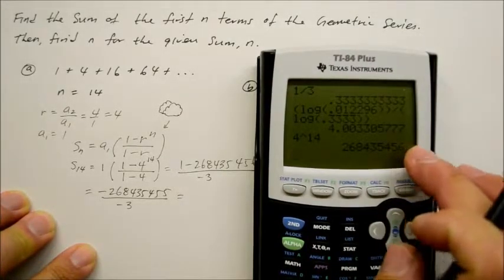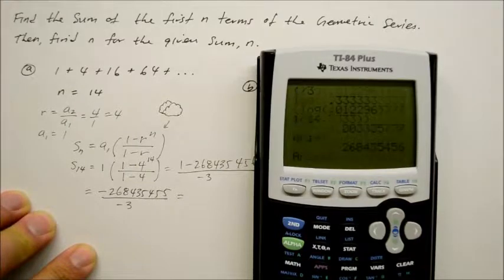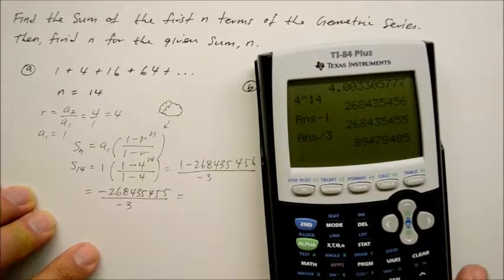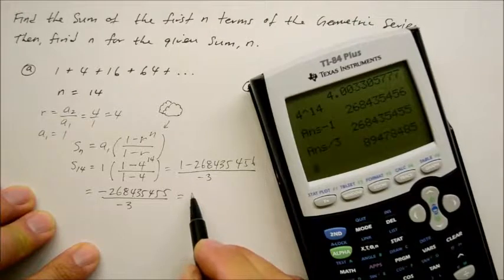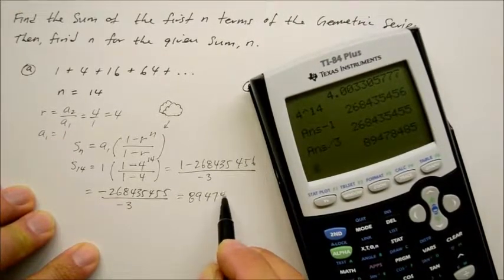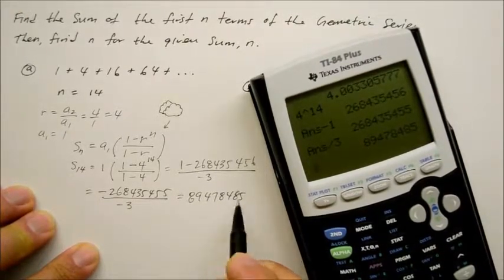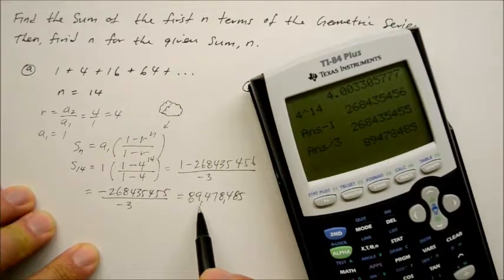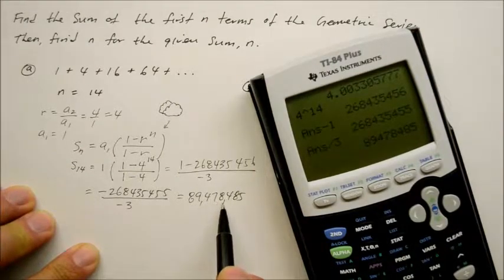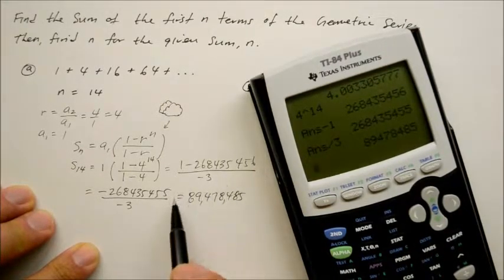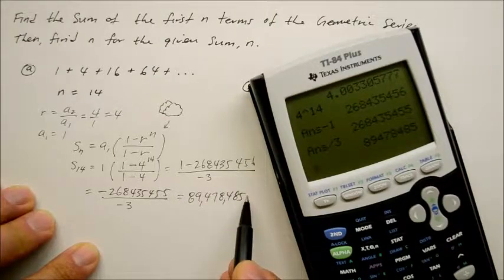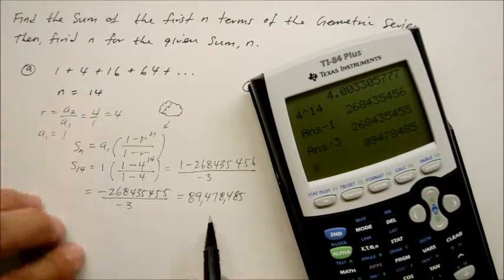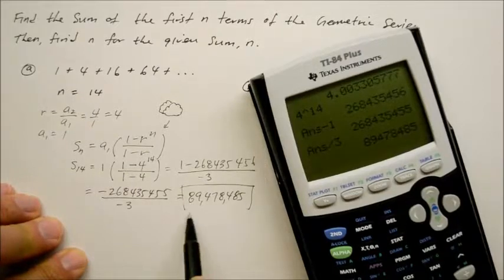So let me take away 1 from what I had before. Okay, now divide that by 3. Nice. I get some sort of a huge integer. Okay, so I get 89,478,485. That's the sum that I will get if I add it up all the way to the 14th term. That is growing quite huge.